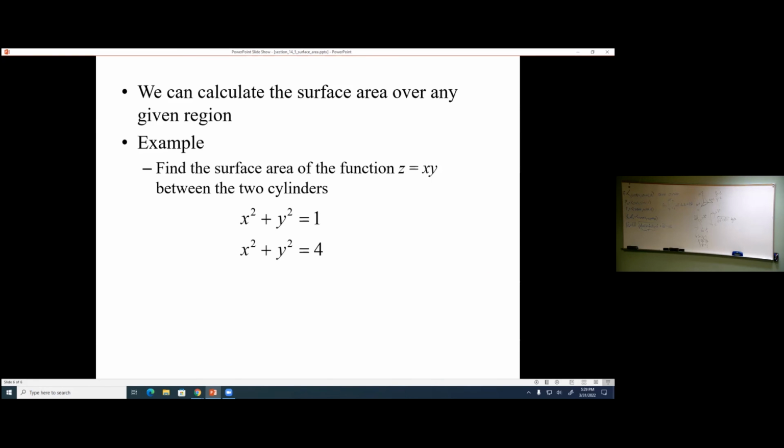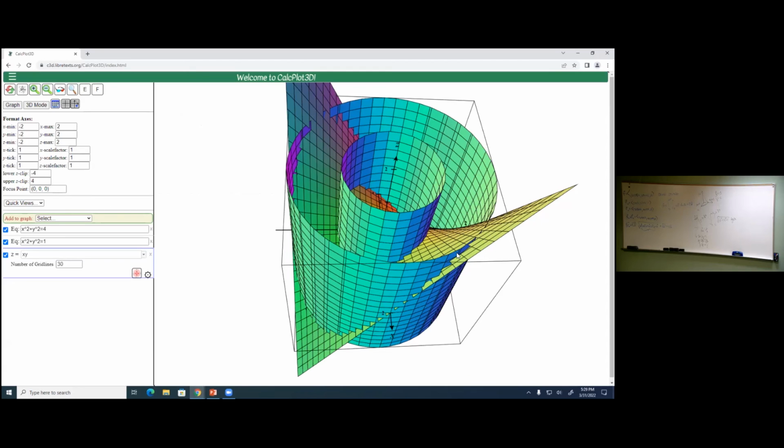Once we have to deal with those cylinders, doing it in polar makes our life a lot easier. If we think about how we're going to integrate, we're going from this cylinder to this cylinder. So r is just going to go from 1 to 2, and theta is just going to go from 0 to 2 pi. So all of a sudden our limits get really easy.